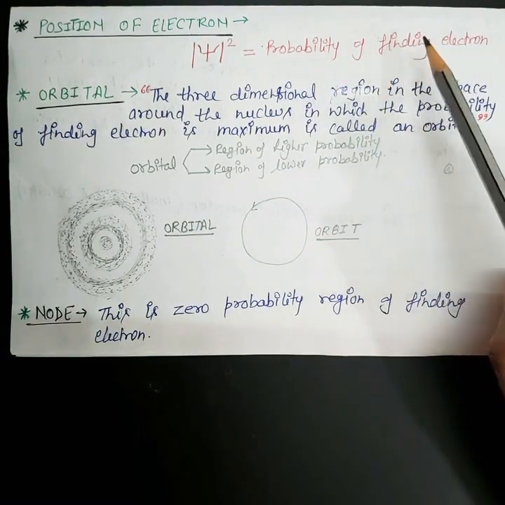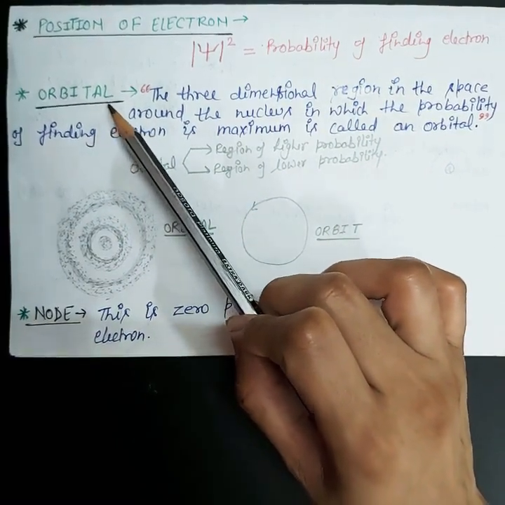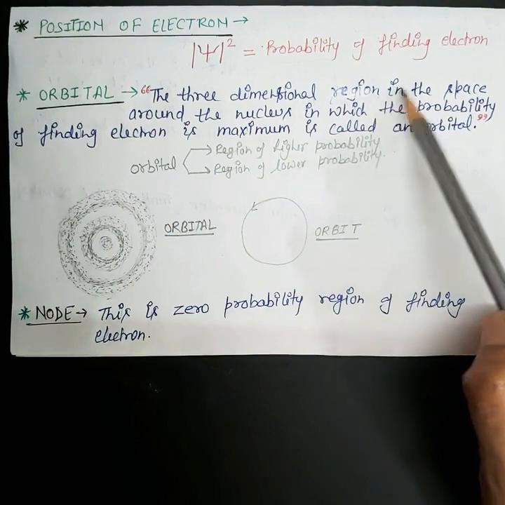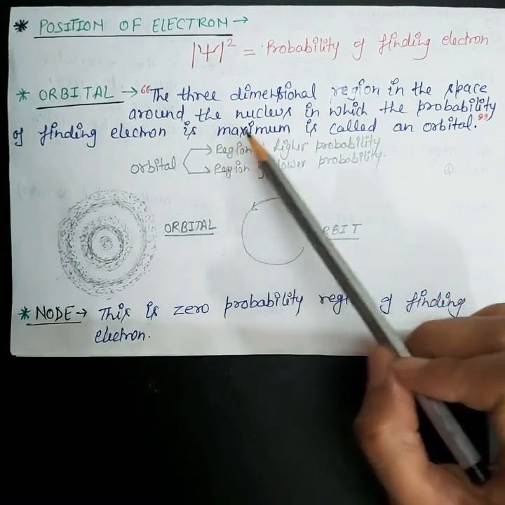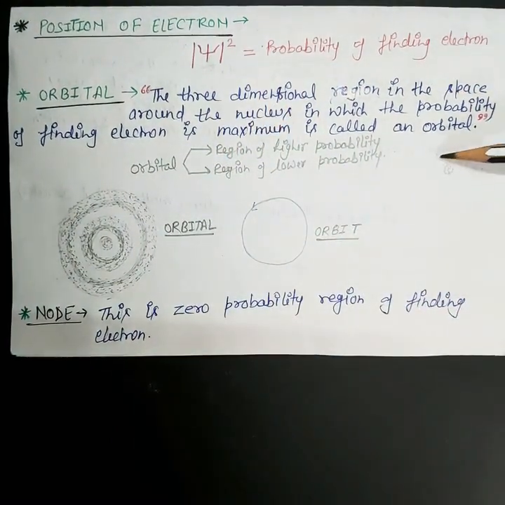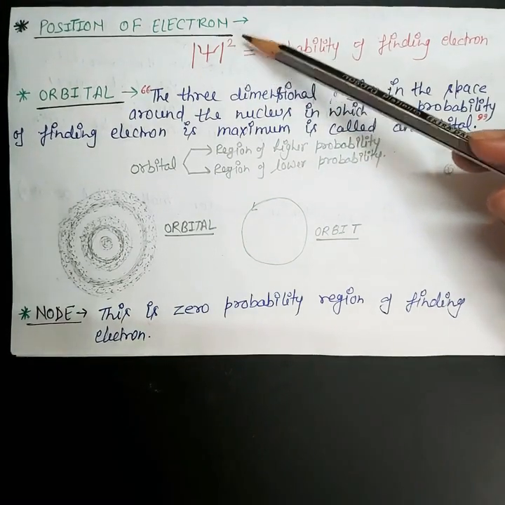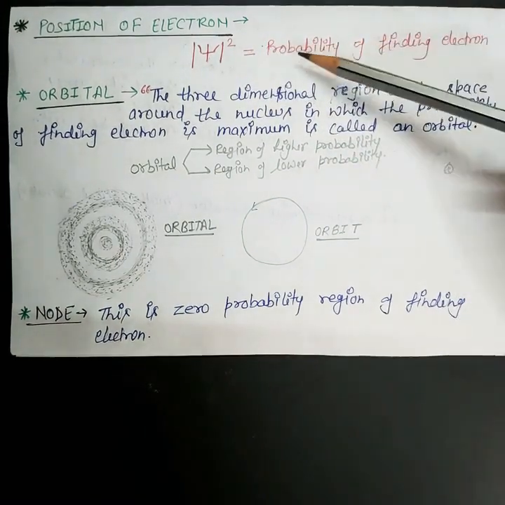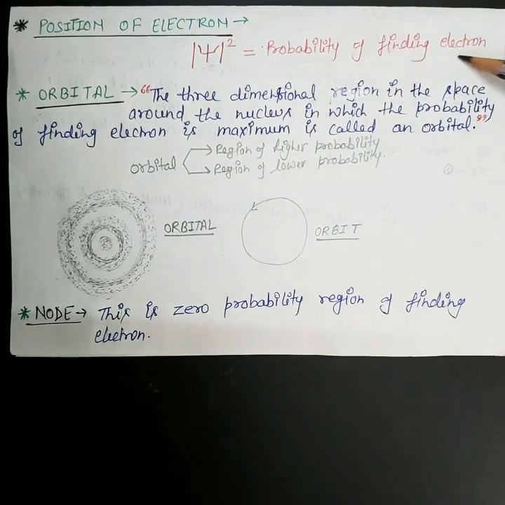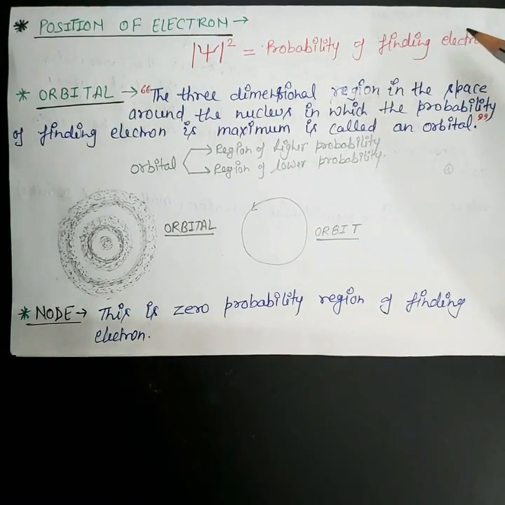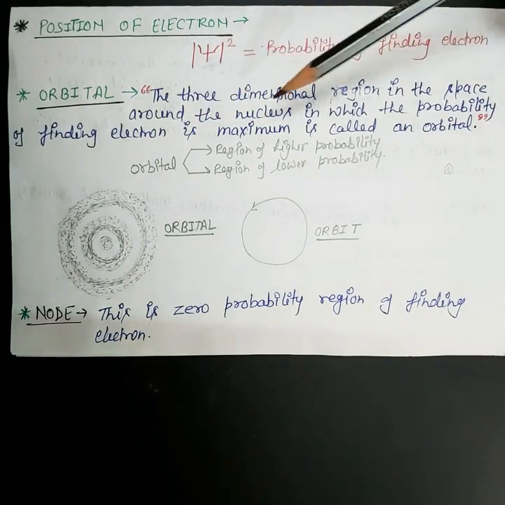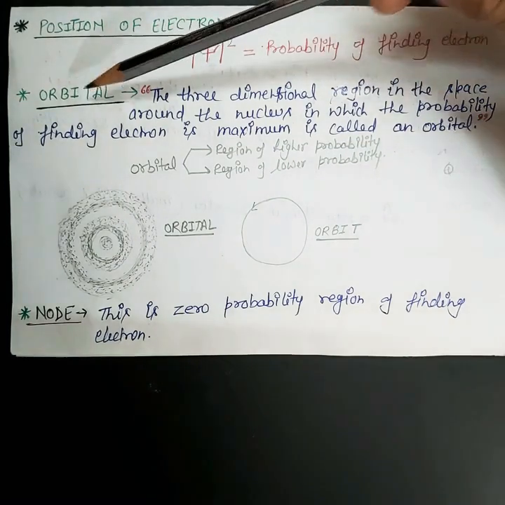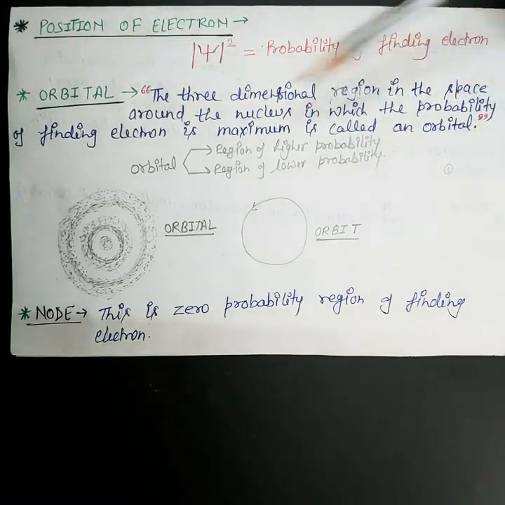Now let's talk about the orbital. So what is an orbital? Orbital is a three-dimensional region in the space around the nucleus in which the probability of finding electron is maximum. As I told you, for some areas the value of mod psi square will be higher, and for those areas the probability of finding electron is maximum. These types of areas are known as orbitals. So how can we define the orbital? The three-dimensional region in the space around the nucleus in which the probability of finding electron is maximum is known as orbital.